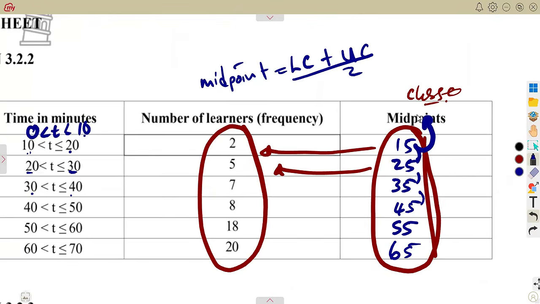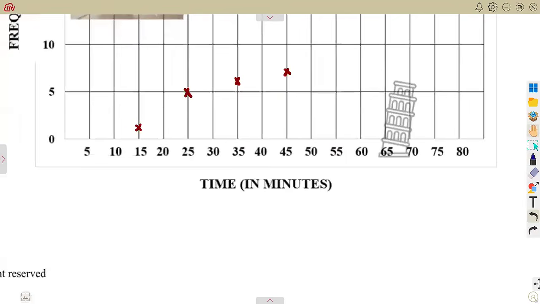So it's 15 minus 10, which will give us a 5. But at that one we will not have a frequency. It will be at 0. So you can use from the midpoint. So there is a 5 that you must also indicate versus 0, so that it becomes a closed figure.